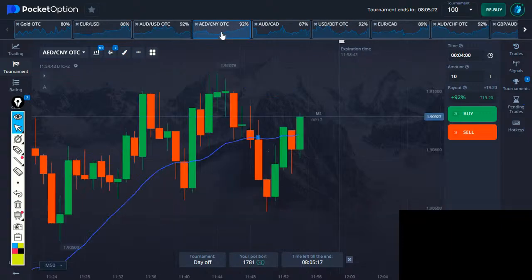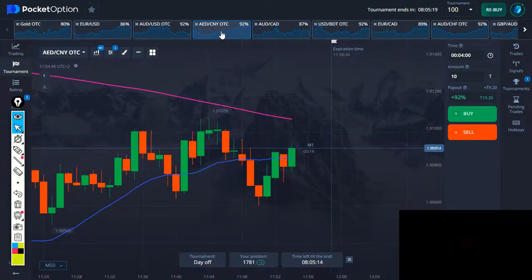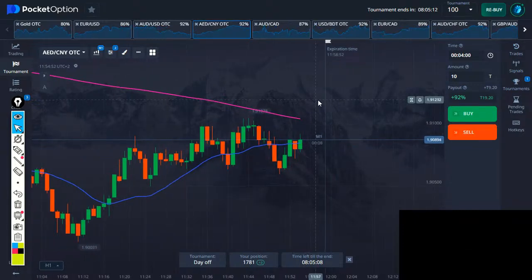This strategy requires a lot of patience and discipline. If you don't have patience and discipline, you will lose money. Mark my words.